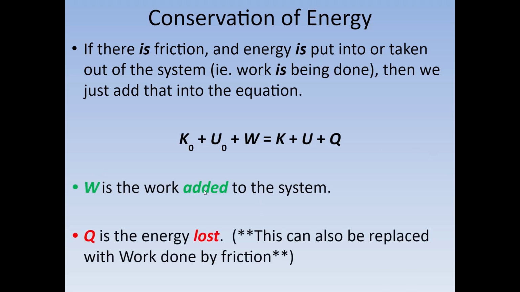So what I wrote here is W is the work being added to the system. You could actually replace Q to be Q is the energy lost. You could also replace it as the work being done by friction.